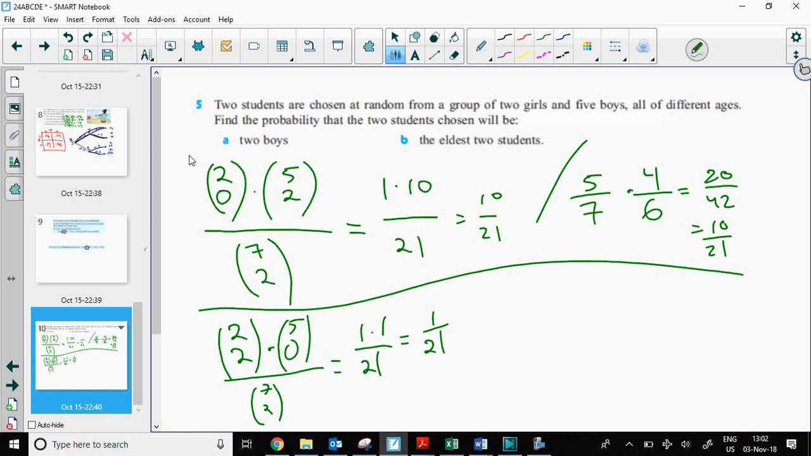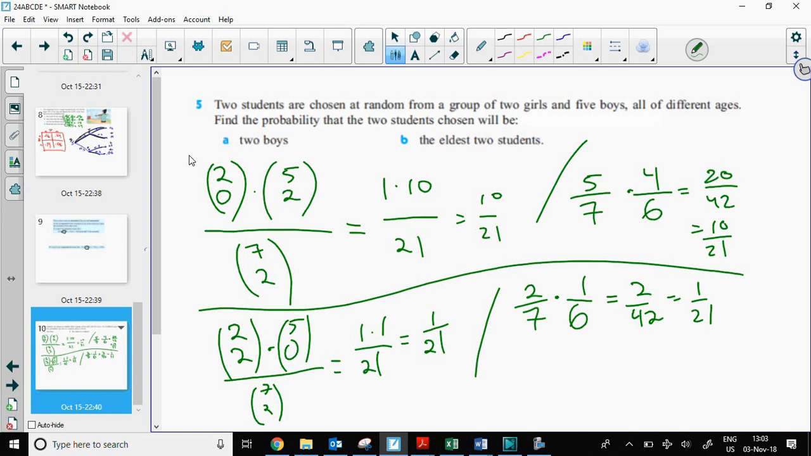Doing it with just fractions directly. My first pick needs to be one of those 2 oldest children. So there are 2 of them, and there are 7 kids in total. So now I've chosen one of those 2 oldest kids. My second choice needs to be the other one. There's only one of them left, and there's 6 kids left in the group. So that's going to give us 2 out of 42, which is 1 in 21.